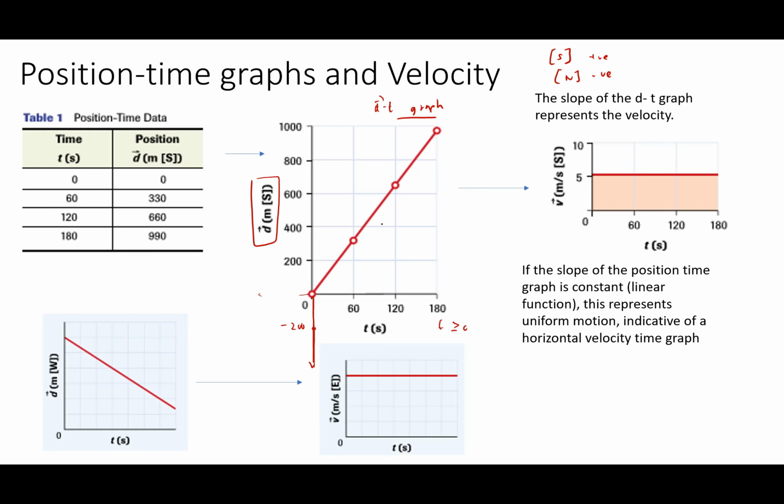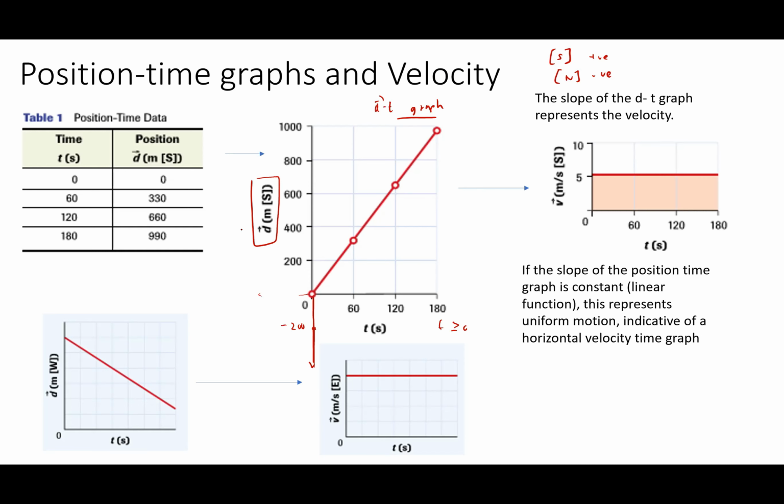So in this case, you can notice that this graph illustrates a linear type of relation, right? And what that's saying here is that for every 60-second interval, the object will cover the same amount of distance, right? So if you look at this position time graph, every 60 seconds, it seems like the object is moving 330 meters south.